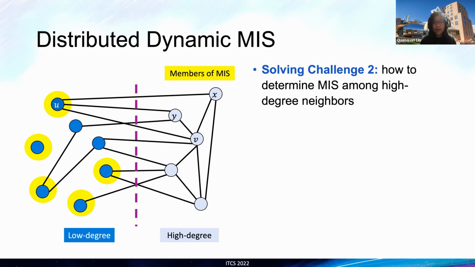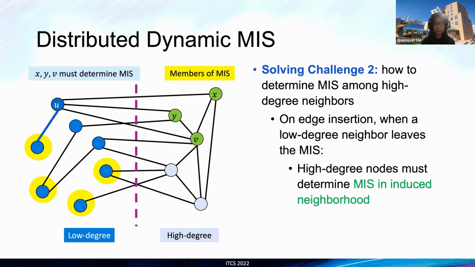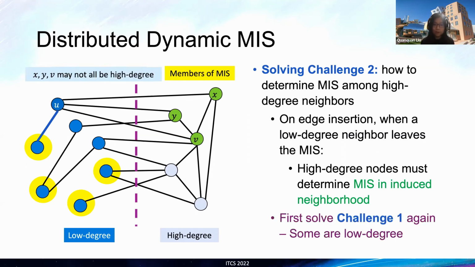Suppose in the example, the highlighted yellow nodes are in the MIS. On an edge insertion, a low degree neighbor may need to leave the MIS. In this example, U or its neighbor must leave the MIS. So suppose U left the MIS, then there may be many high degree neighbors that want to enter the MIS. In this example, X, Y, and V no longer have any neighbors in the MIS, so they all want to enter. But of course, not all of them can enter because there are some edges connecting them. So they must determine an MIS in their induced neighborhood, which would tell you which ones will be added to the MIS.